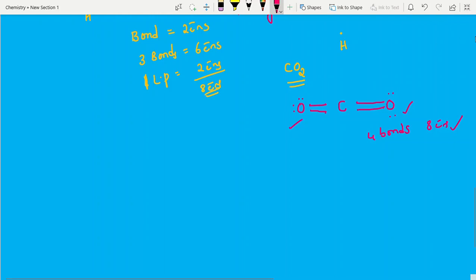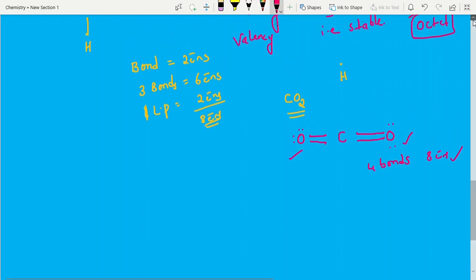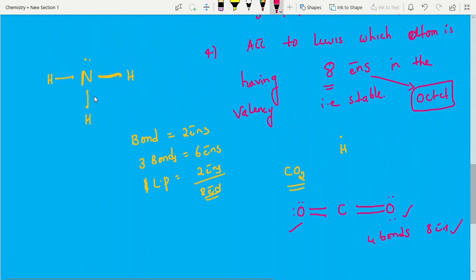And in the above example, ammonia also, we can check it. See, around nitrogen, how many bonds? 3 bonds. 6. 6 plus 2, 8 electrons. Yes, nitrogen satisfied. What about hydrogen? Hydrogen only 2 electrons, no? Each bond, how many electrons I said? 2 electrons, right? How is hydrogen satisfying? So what is the next rule? Duplet.